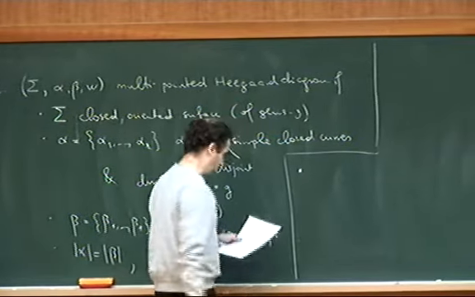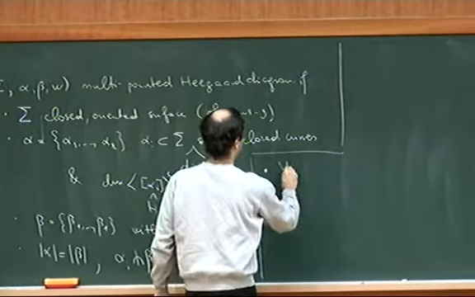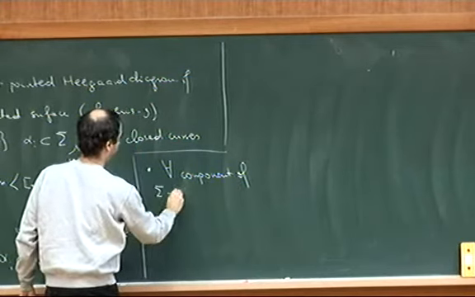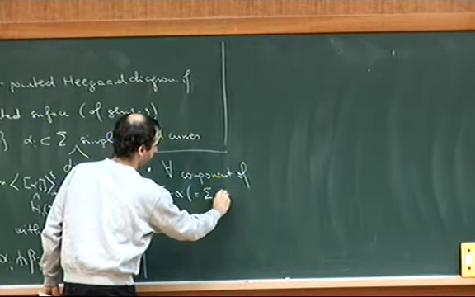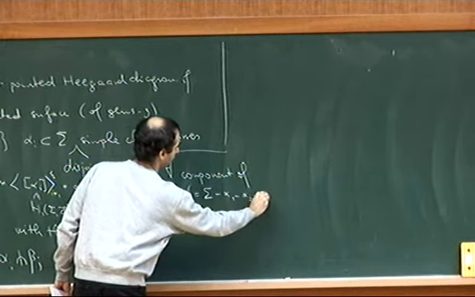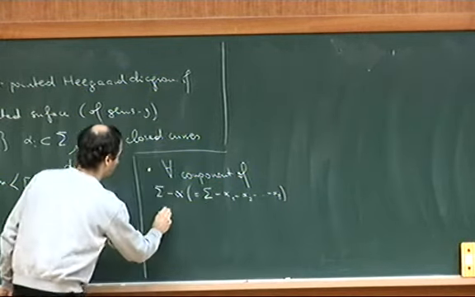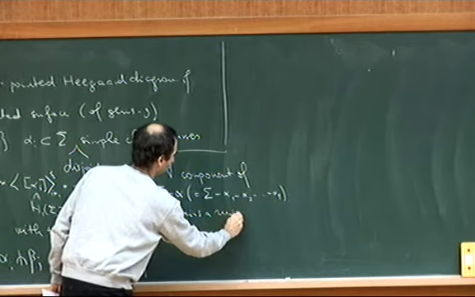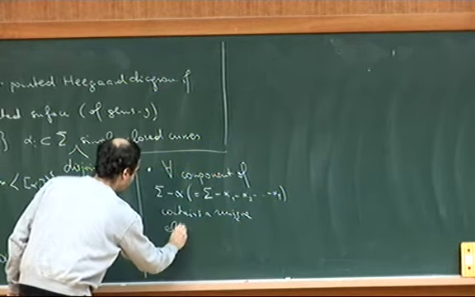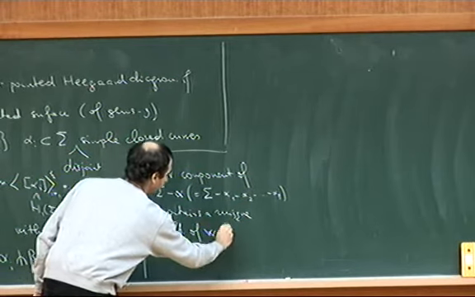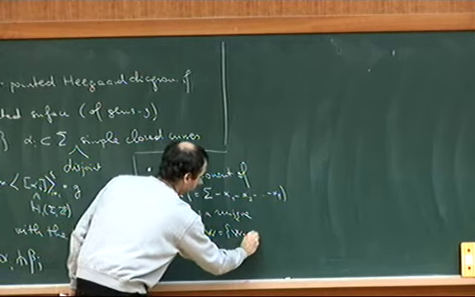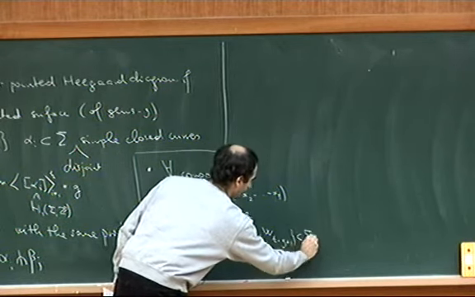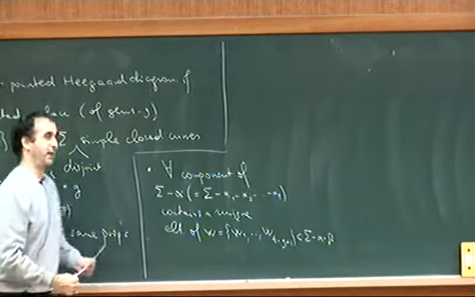And the last one is that every component of sigma minus alpha, by which I just mean that we delete all the alpha curves, contains a unique element of w, which is just a collection of points. So let me just spell out this last assumption.